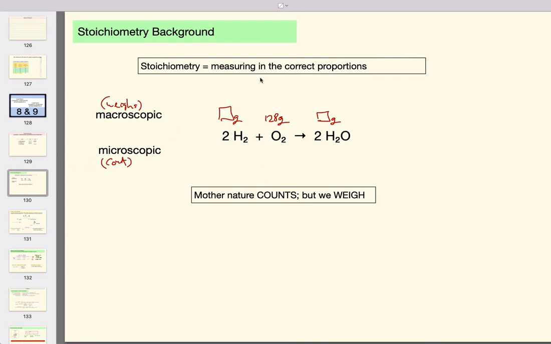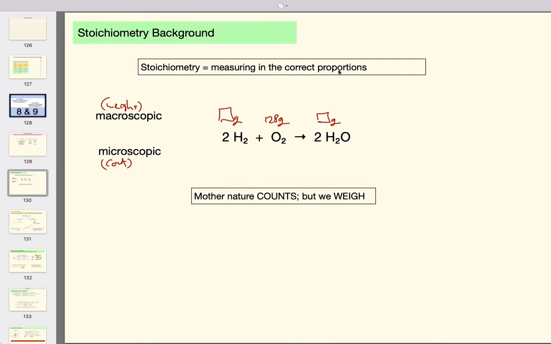Stoichiometry is essentially measuring things in the correct proportions. Proportional to what? Proportional to the coefficients in the balanced chemical equation. Now, there's a saying that says Mother Nature counts, but we weigh things. Let me explain that because that's important to understanding the concept. Mother Nature basically takes two molecules of hydrogen and adds it to one molecule of oxygen to produce two molecules of water in the shown equation.